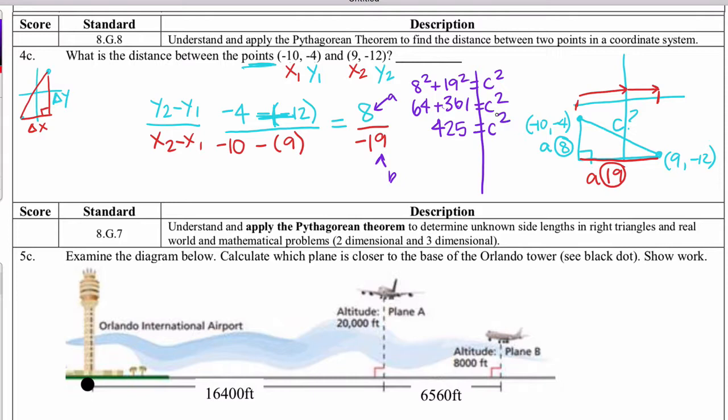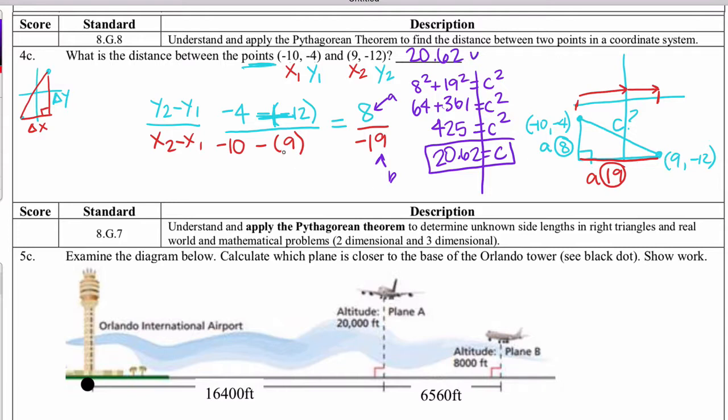Now here's where sometimes students get confused. The last step here is, if C squared is 425, then C would be the square root of 425. So the square root of 425 is 20.62. I used my calculator for that. So that distance between those 2 points is 20.62 units. That's how far apart those 2 points are.